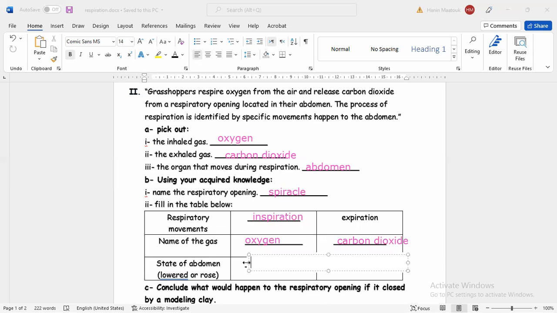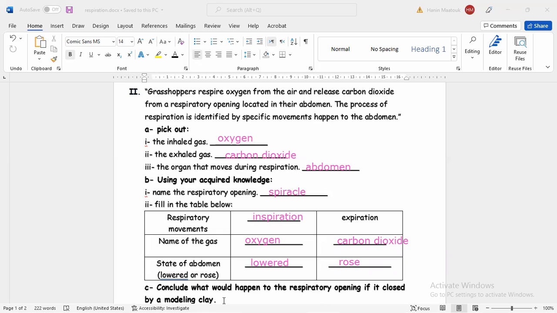So in inspiration, when we inhale oxygen, or sorry, when the grasshopper, as the question talks about, inspires or takes the oxygen, what happened to the abdomen? So the abdomen lowered. Why? When the grasshopper expires, when it releases carbon dioxide, what happened? The abdomen rose. Okay, you can say up or down, inflated or deflated, whatever.